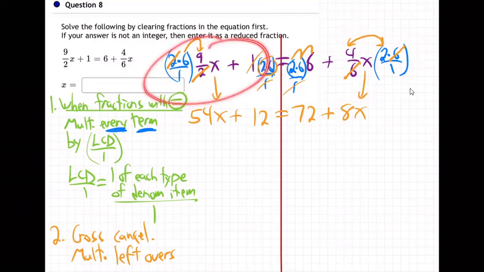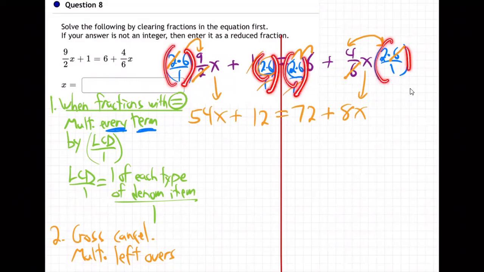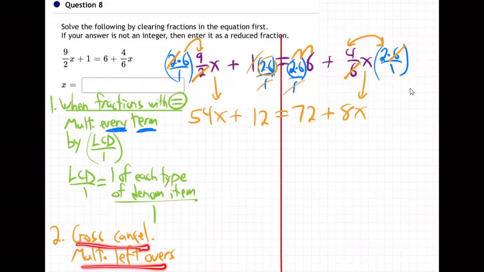If the left side equals the right side and you do the same thing to all the terms on the left side and all the terms on the right side, if they were equal before, they have to be equal afterwards, you see. So what do we do? LCD over 1. What's the LCD? All the denominator items multiplied together. 2 times 6 over 1, every term. And then what? Cross cancel and multiply what's left over.